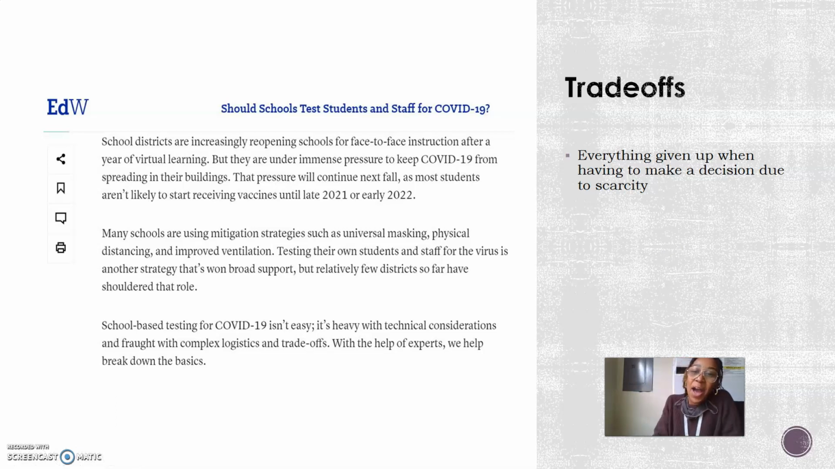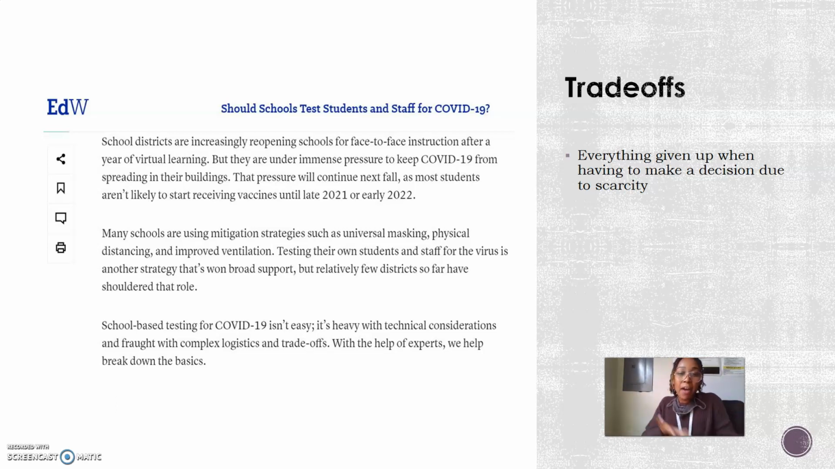Okay, trade-offs. So that's everything given up when having to make a decision due to scarcity. So what do we have to give up when we want to deal with these issues due to scarcity? An example we have here is, should schools test students and staff for COVID-19? What are the trade-off costs of that? What does that look like? How might that impact everybody? Is it necessary to test folks?